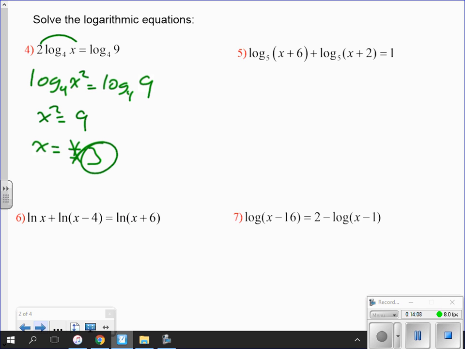Sometimes both positive and negative will work. Sometimes they won't. It depends upon the original problem. But remember, you cannot take the log of 0 or a negative number. You need to check your answers and make sure they work.